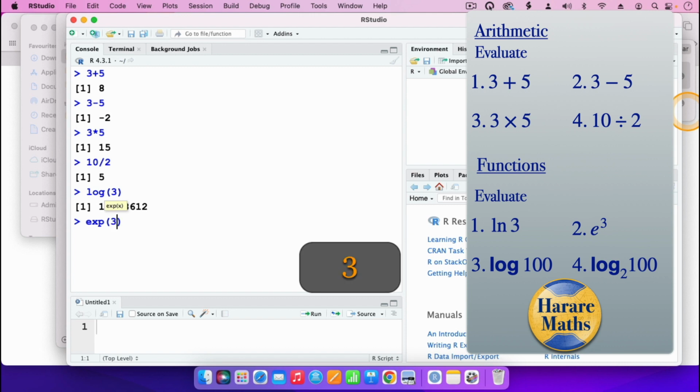For the second question, the exponent of 3, you just type in exp, then open parenthesis. We are saying 3. The exponent of 3 there, press enter, is 20.08554. For question number 3 now, we are now looking at the logarithm of 100.